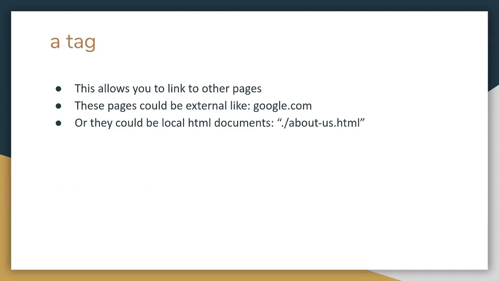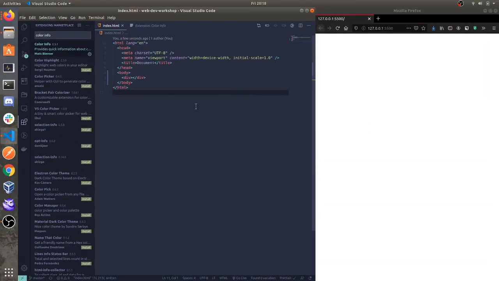The A tag allows you to link other pages. These pages could be external, they could be your local HTML documents. It doesn't really matter as long as you can give it an address to go to. So if I go to google.com through a link, then that's considered an A tag. Let me show you what this means.